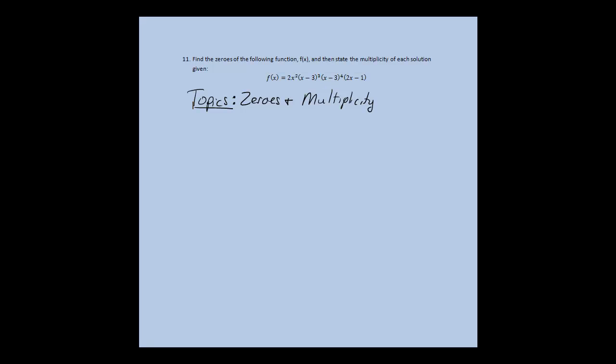So notice here the question states, find the zeros of the following function, f of x, and then state the multiplicity of each solution. And notice this term solution is also another term that is synonymous with a zero. If you would have seen zero, solution, or x-intercept, those all would have been synonymous. So in order for us to find where this function equals zero, or has a zero or crosses the x-axis, we're going to have to set this guy equal to zero.